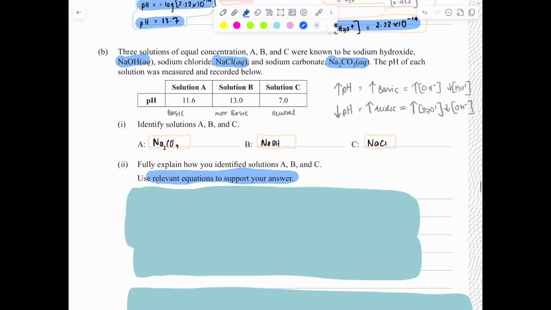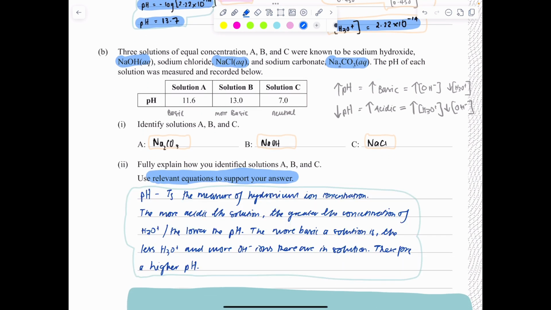So first things first, I want to define what pH is. Let's set the scene. pH is a measure of hydronium ion concentration. The more acidic the solution, the greater the concentration of H3O+, and the lower the pH, as I've shown over here. Okay? The more basic a solution is, the less H3O+ and the more OH- ions there are in solution, therefore a higher pH.